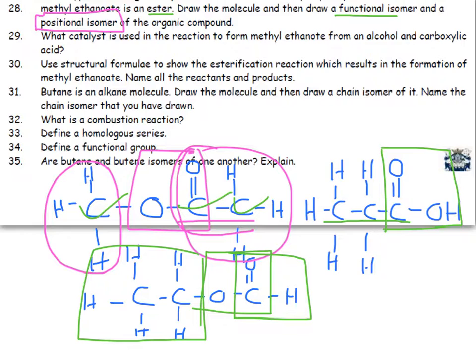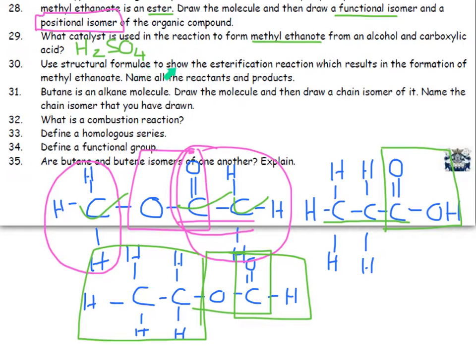What catalyst is used in the reaction to form methyl ethanoate? Esterification always uses sulfuric acid. They often ask for the name where you have to write sulfuric acid. Sometimes they ask for the formula. You must do the formula. This one was a bit vague. You could have given either.